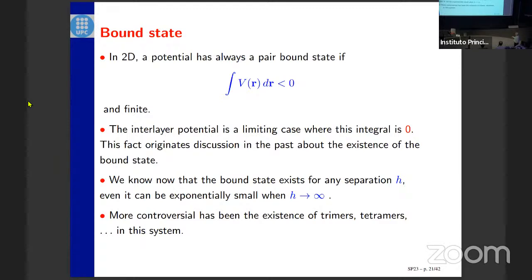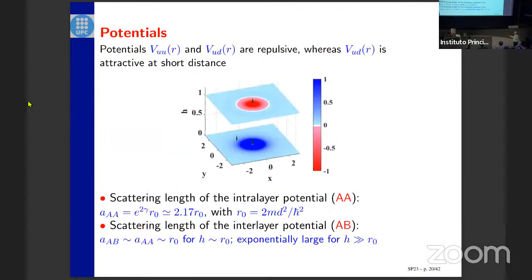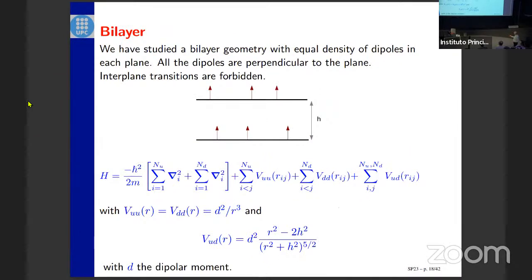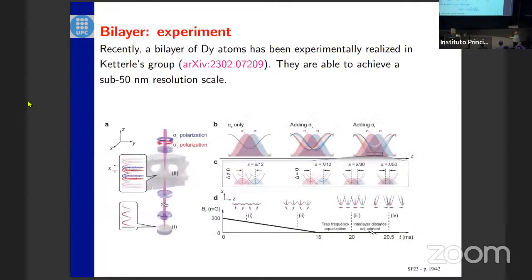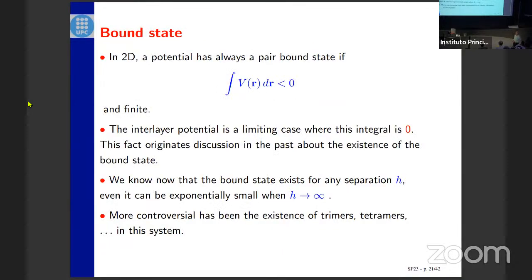Well, the discussion was quite old. The first one is that this up-down potential is a bit singular, because, you know, in 2D, it is known that if the integral of the potential is smaller than 0, you always have a bound state. This is from scattering theory, let me say. But what happens is that if you make this integral for the up-down potential, it is strictly 0. Okay, so you take this potential, you introduce that in the integral, and you will see that this is 0. So you are in the limiting case.